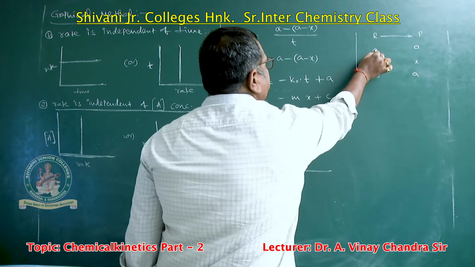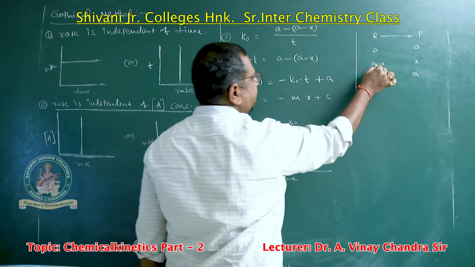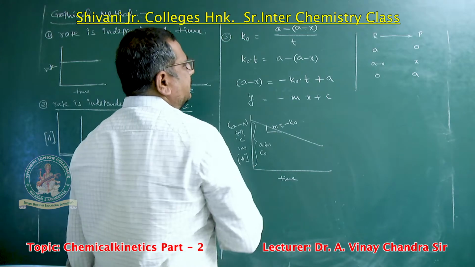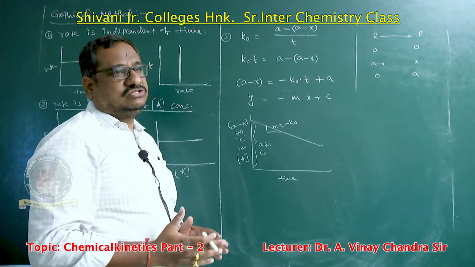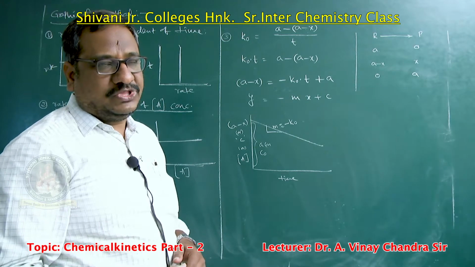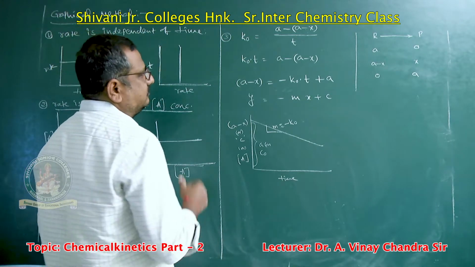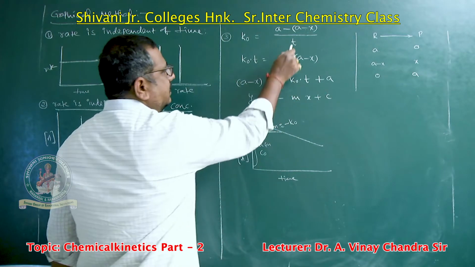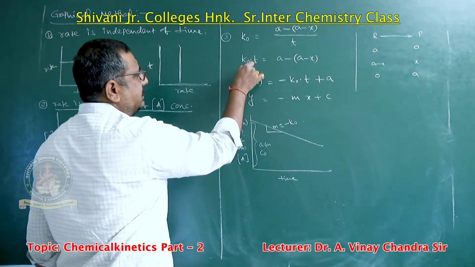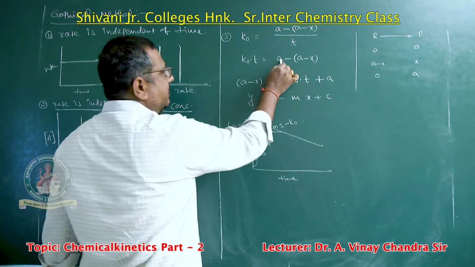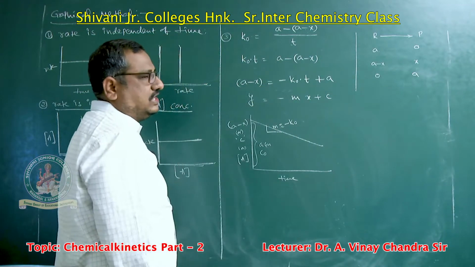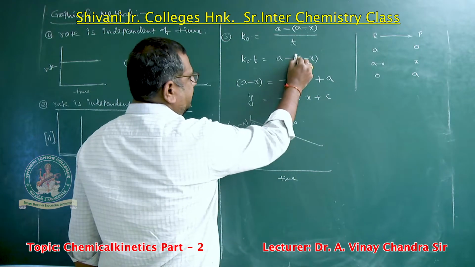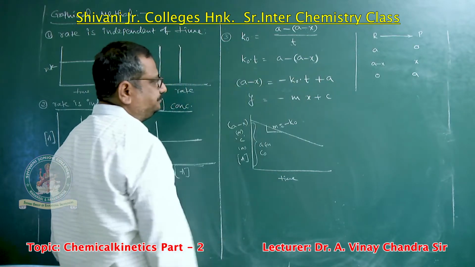Like that, the initial concentration is A, and at a given particular time T the concentration is A minus X. So this graph belongs to concentration versus time. Rearranging the equation with the time factor, K is equal to K into T, A minus X. Concentration versus time, which concentration? Reactant concentration. So the reactant concentration is A minus X.